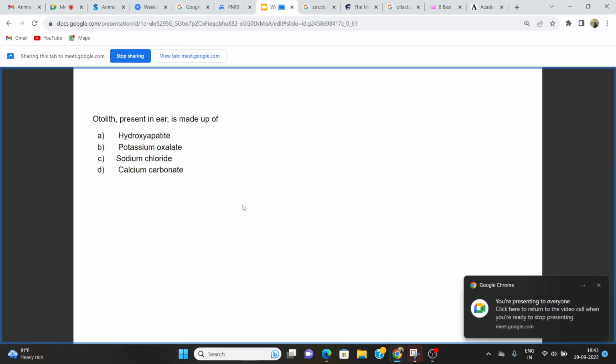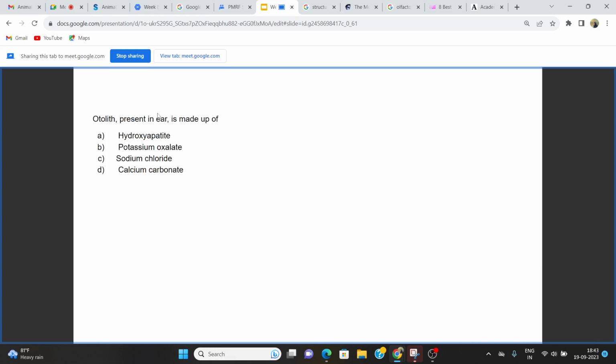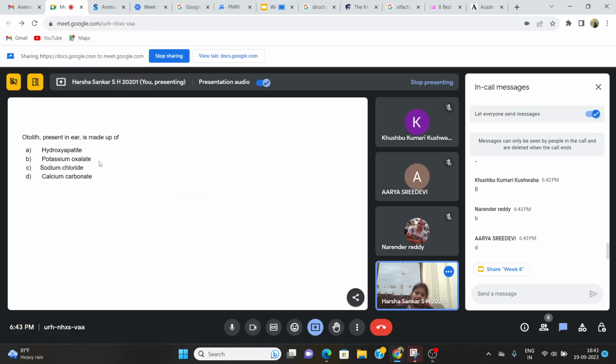Otolith present in ear is made up of hydroxyapatite, potassium oxalate, sodium chloride, calcium carbonate. Yeah, we discussed, right? It is a structure that is made up of calcium carbonate. So that is about the week 8 sample questions. Now you can go back and try to finish all the assignment questions.